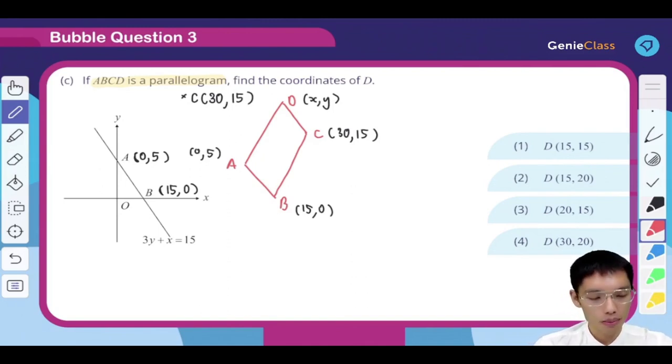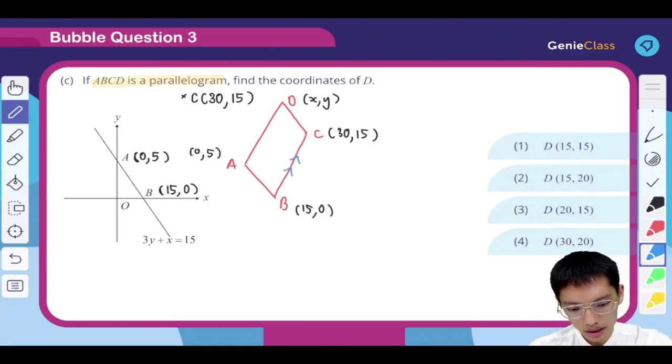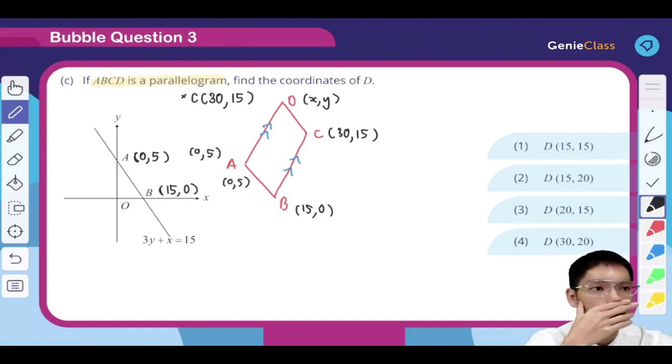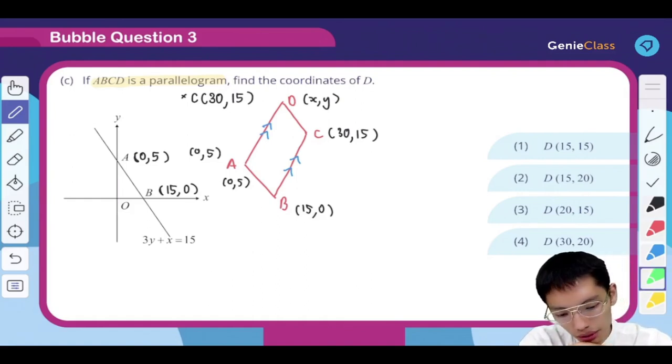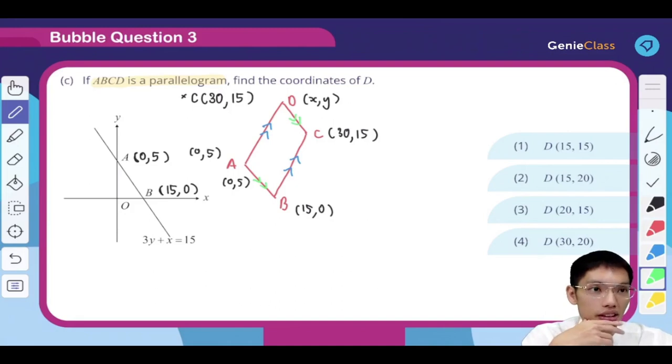In a parallelogram, what can I say in this case about my gradients? Say in this case, BC and AD. Can anybody tell me? What can I say about these two gradients? Or in fact, AB and DC. What can I say about either of these two gradients? AB and DC, either or. Doesn't matter. Correct. Alright, Denise says they are the same. In fact, we can apply them over here.